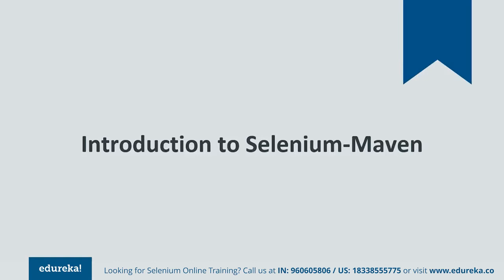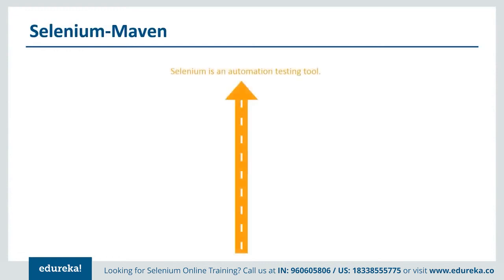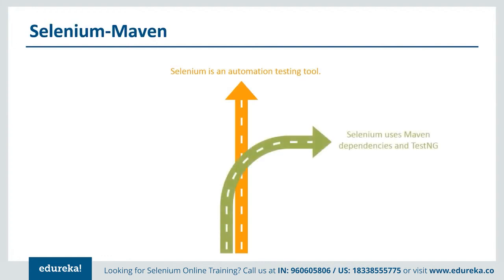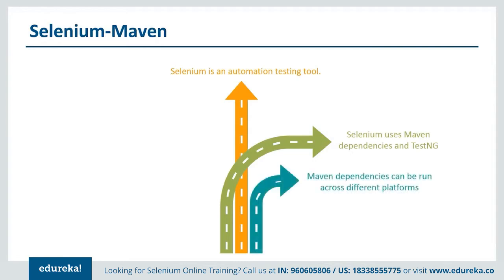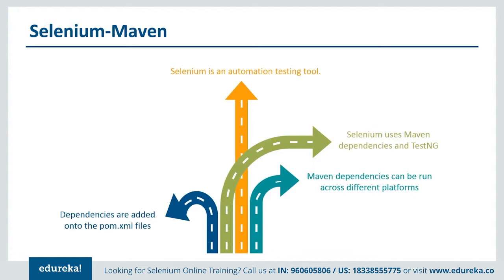Now let's try to understand what is Selenium Maven. I'm sure you guys have understood what is Selenium, so I'll just walk you through this again. Selenium is an automation tool used to test web applications, and it uses the dependencies of Maven and TestNG to run the test cases. And the Maven dependencies can be run across different platforms like Chrome, Opera, and so on. And all these dependencies are added to a file called pom.xml. Okay, that is the project object model file.